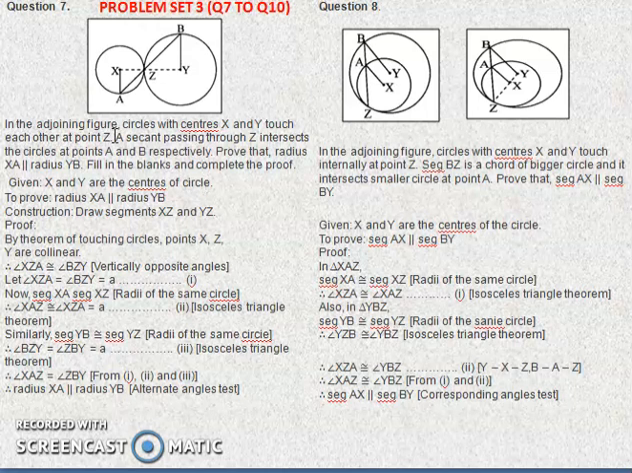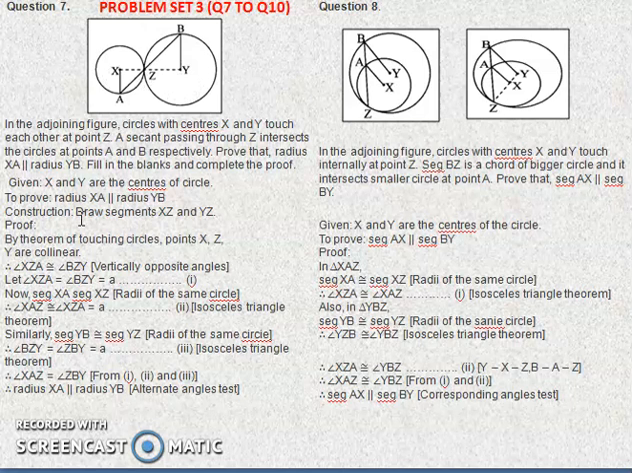In the adjoining figure, you can see the diagram. Circles with centers X and Y touch each other at point Z. A secant passing through Z intersects the circles at points A and B respectively. Prove that radius XA is parallel to radius YB. So we have to complete this proof. Here, given X and Y are the centers of the circles.